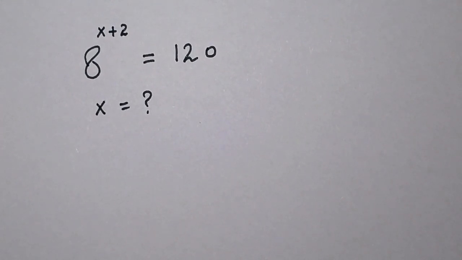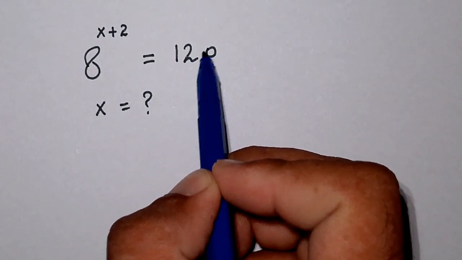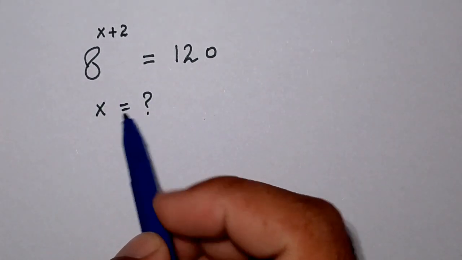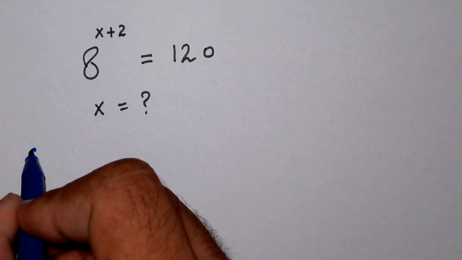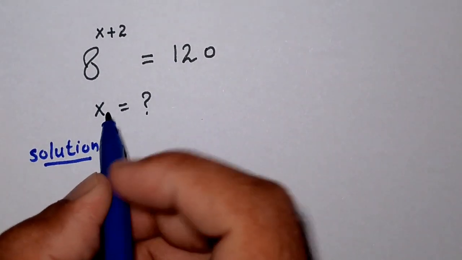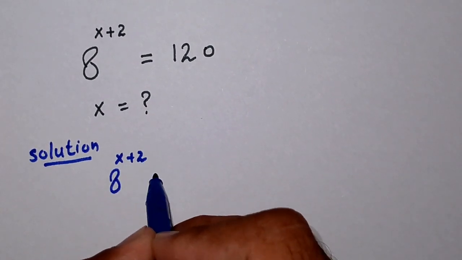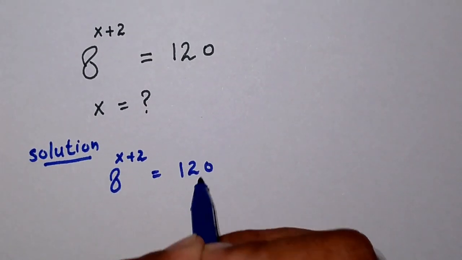We have to solve the most interesting maths question, that is 8 to the power of x plus 2 is equal to 120, and we have to find the value of x. Solution. The question is 8 to the power of x plus 2 is equal to 120.